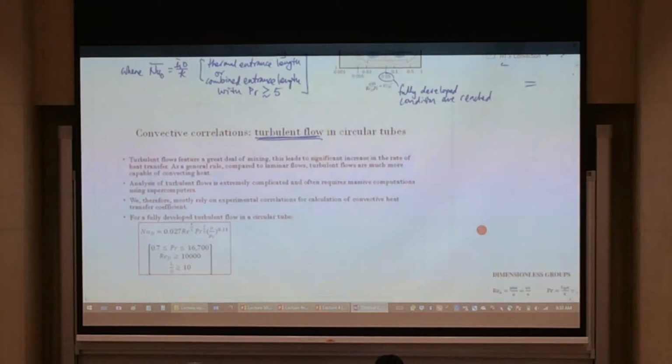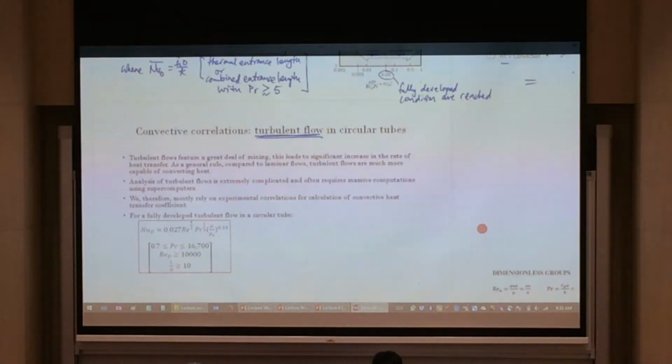So let's look at your turbulent flow in circular tubes. Again, this is turbulent flow in circular tubes, and not any other configurations. So please take note of this configuration. Your turbulent flow is a great feature for mixing purposes.